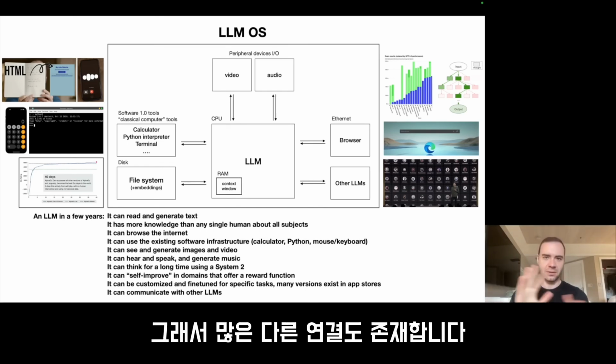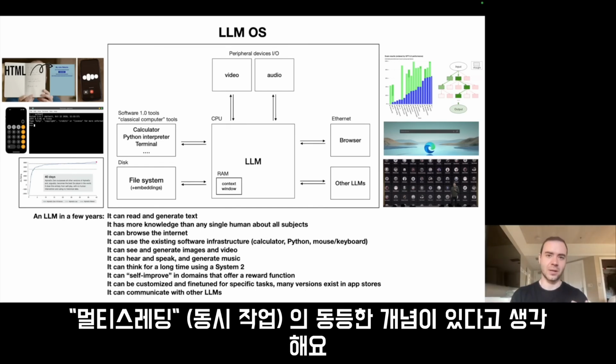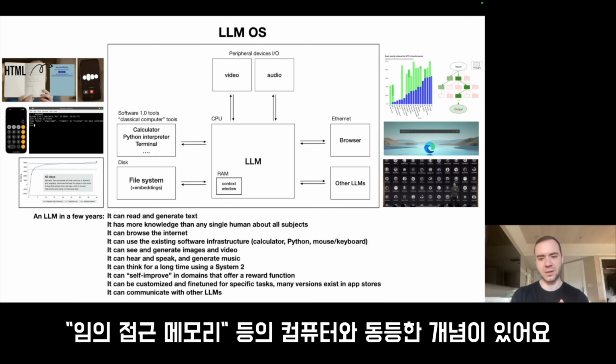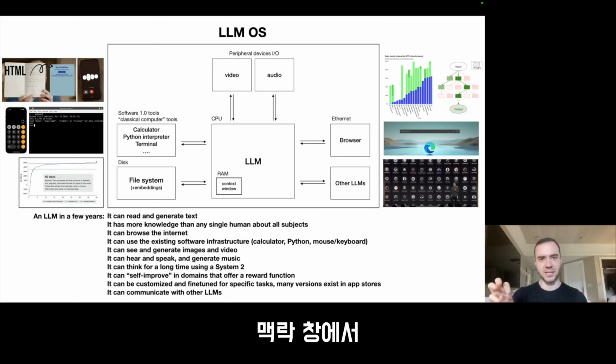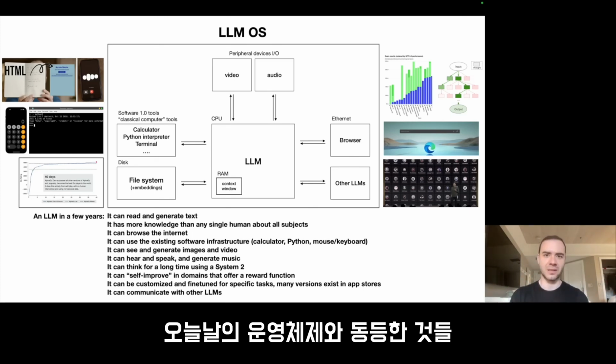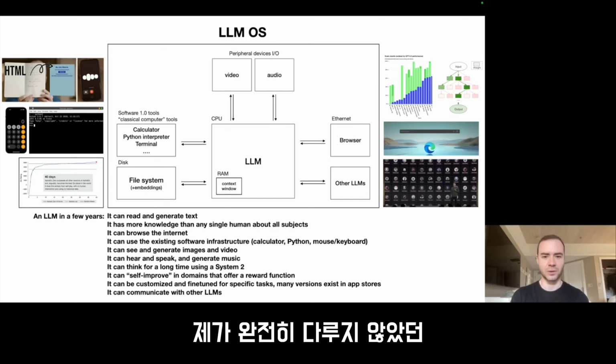And so a lot of other connections also exist. I think there's equivalence of multi-threading, multiprocessing, speculative execution. There's equivalence, in the random access memory of the context window, of user space and kernel space, and a lot of other equivalents to today's operating systems that I didn't fully cover.